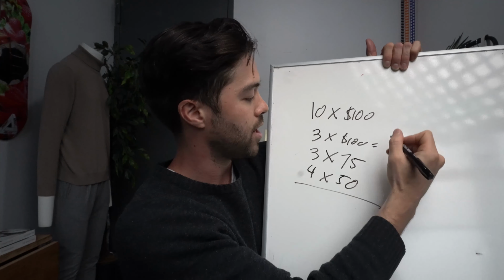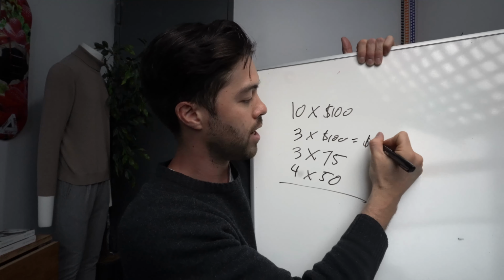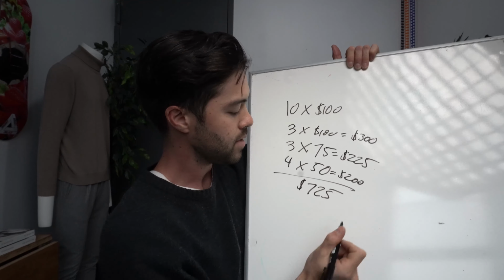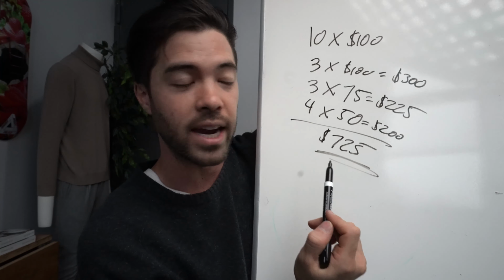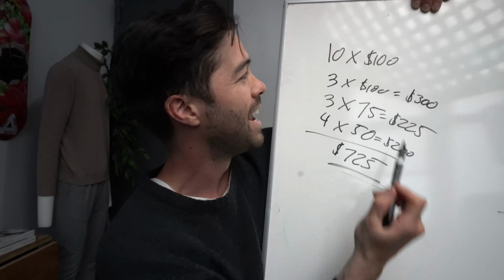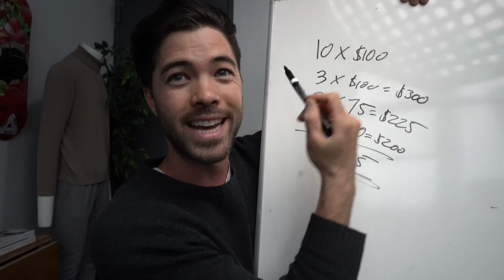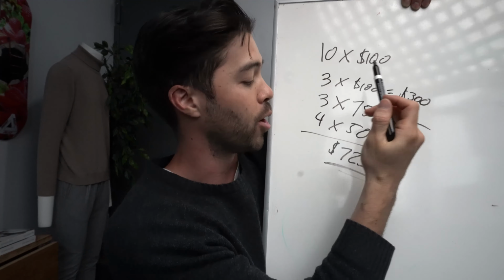So let's just put the math here. So 300 there, and then we're gonna do 3 times 75, 150, 225, and then 4 times 50 is 200. So what they actually made is $725 from your product. They've actually made $725 from the product you sold to them, not the $1,000 of potential sales that they got when they brought your product in.